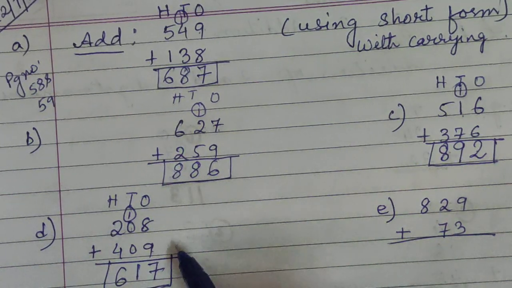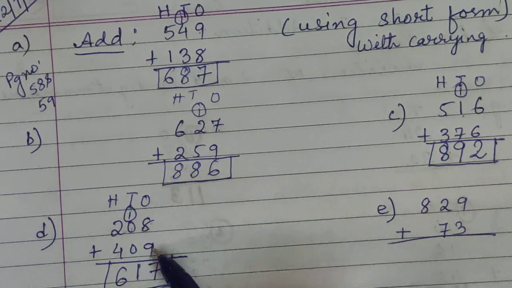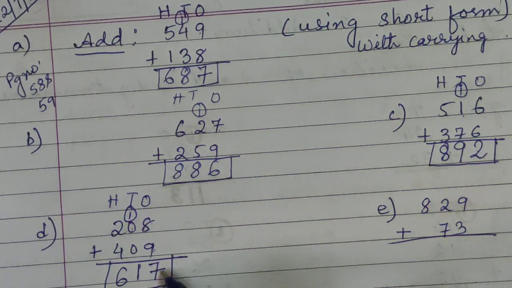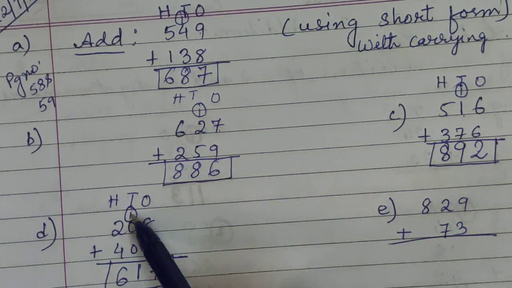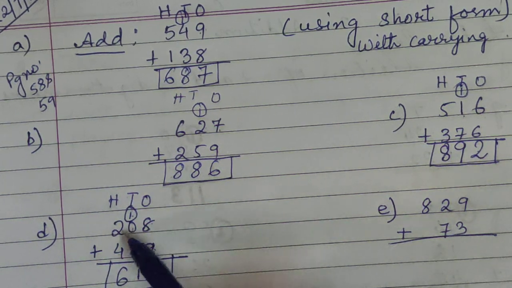Next, another one you see. So children, this one see again. 8 plus 9 is 17. 7, 1 I kept up. Then 0 plus 0, 0 plus 1, 1. And 4 plus 2, 6.